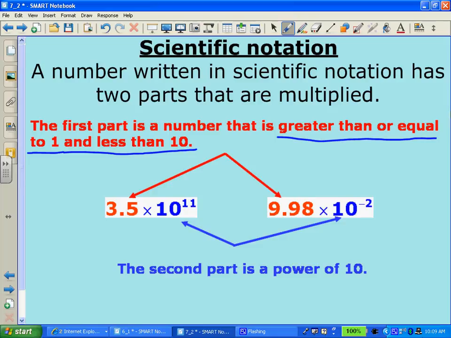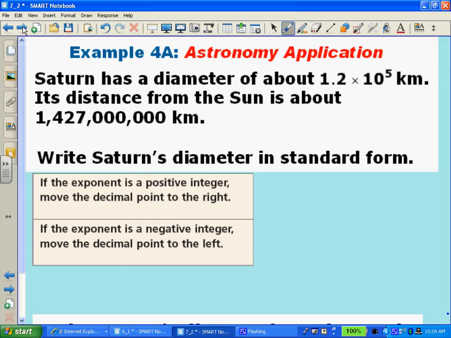So what we're going to work on is going back and forth between scientific notation and standard notation. So here I have Saturn, and it has a diameter of about 1.2 times 10 to the 5th kilometers. Its distance from the Sun is about, well, it's a really big number here, 1,427,000,000 kilometers. So the first says, write Saturn's diameter in standard form.